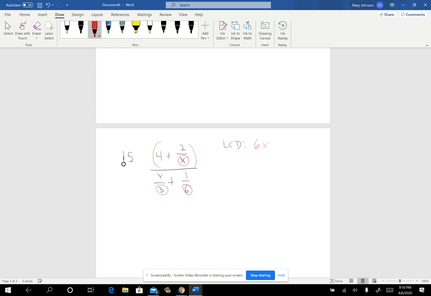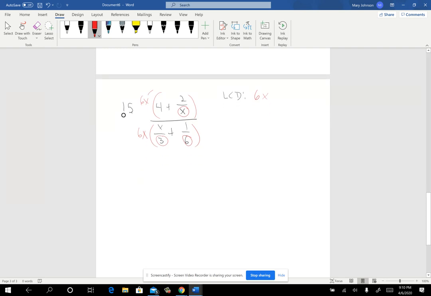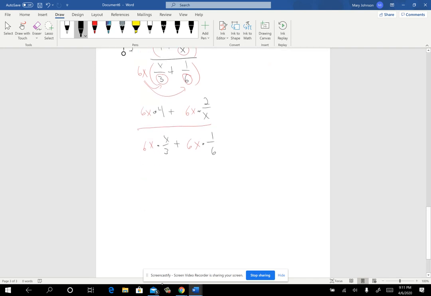Now what you're going to do is multiply the entire numerator and the entire denominator by 6x. So that 6x gets distributed to these. It's important, I think, when you're first learning this especially, to write that 6x next to each of these. There'll be 4 spots when it gets distributed. So you're going to have the 6x times the 4 plus the 6x times the 2 over x, and then 6x times x over 3 plus 6x times 1 over 6. So what we're going to do is work on simplifying these 4 spots right here. And when we do, we shouldn't have any little fractions left, just that main big fraction bar right here.